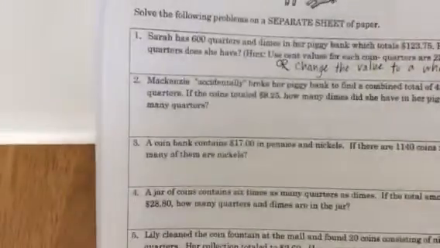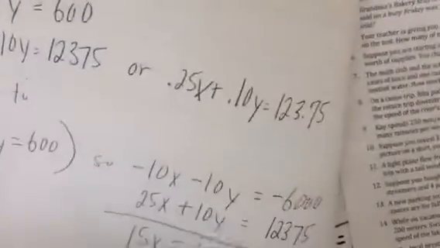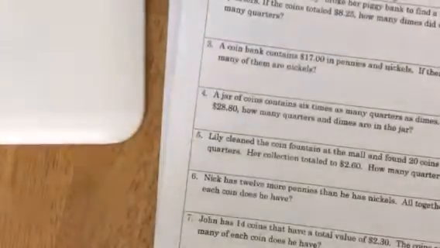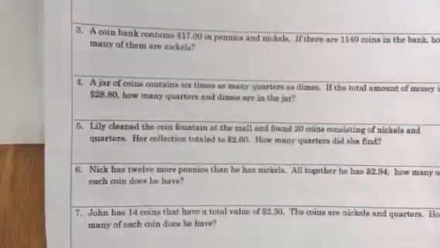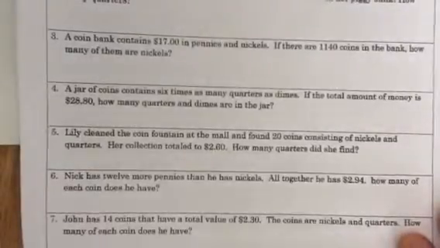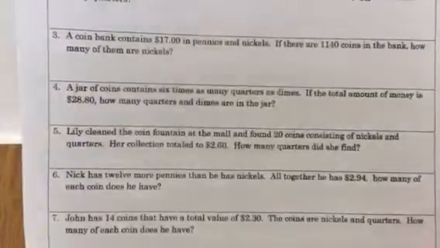Now, I want to go to the last page, and you'll notice that on the back I solved the first one so you have an example. Some of them are slightly different, and I want to make sure you get it. So let's skip down to number 4. Number 4 says, a jar of coins contains 6 times as many quarters as dimes. If the total amount of money is $28.80, how many quarters and dimes are in the jar?